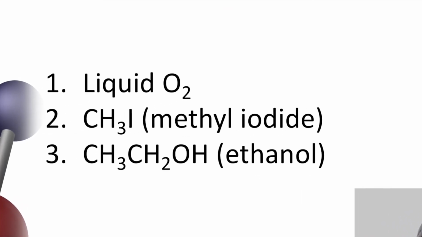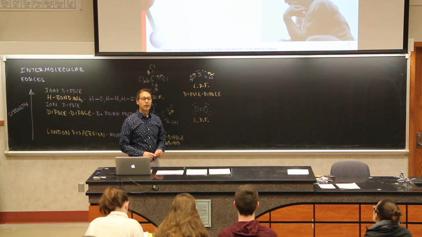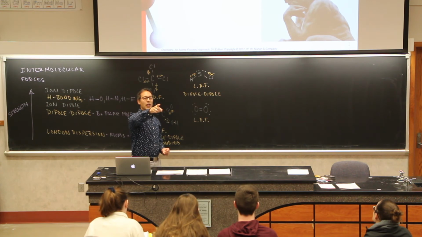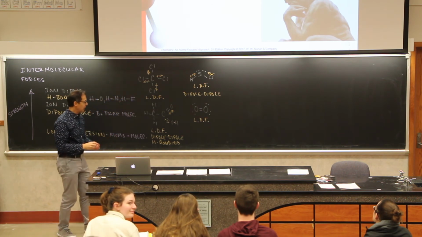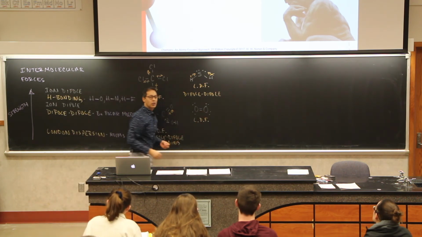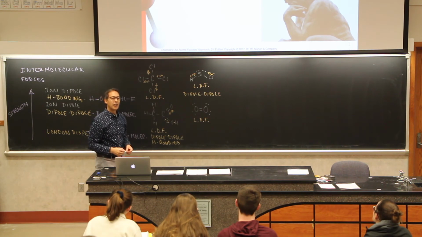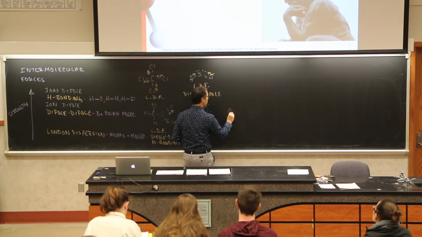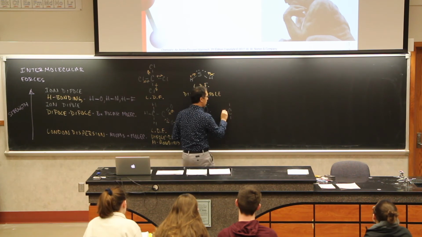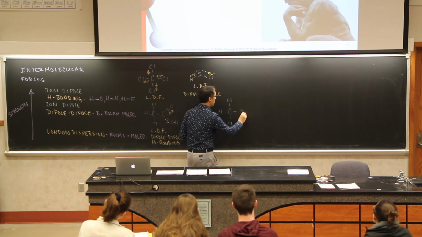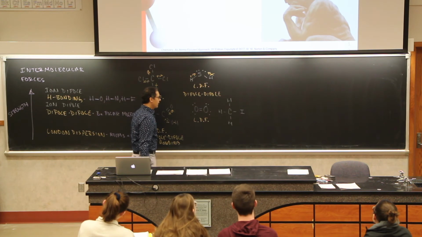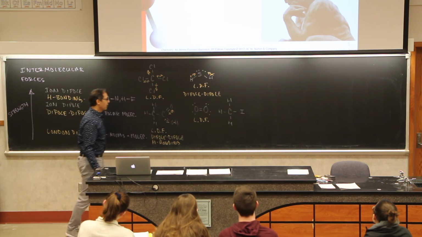Methyl iodide. Hey, Daniel, could you help us out here? Methyl iodide, could you help us with the Lewis structure for that? Carbon in the center. 3 hydrogens, okay. And then iodine over here. Okay, excellent. Nicely done. Okay, so intermolecular forces.